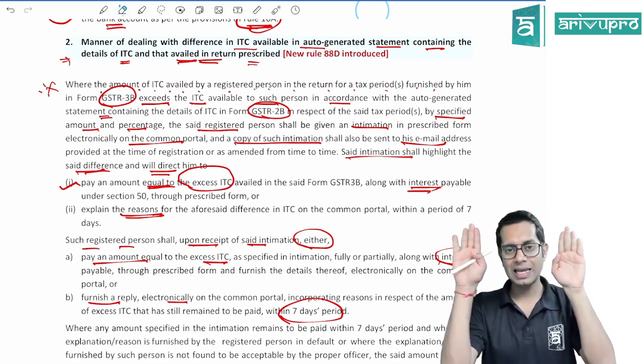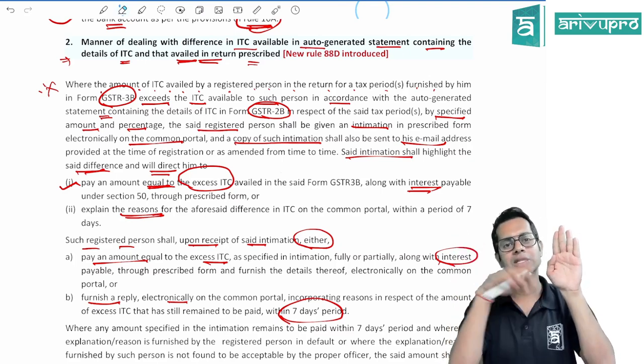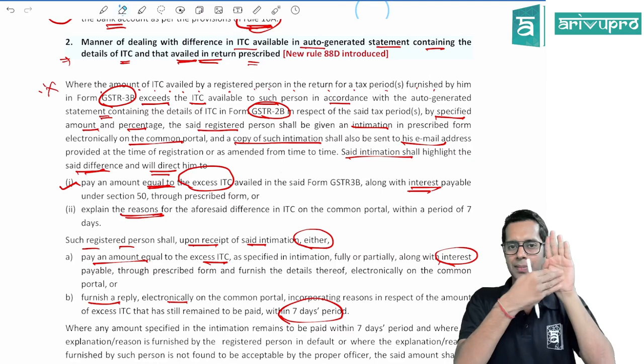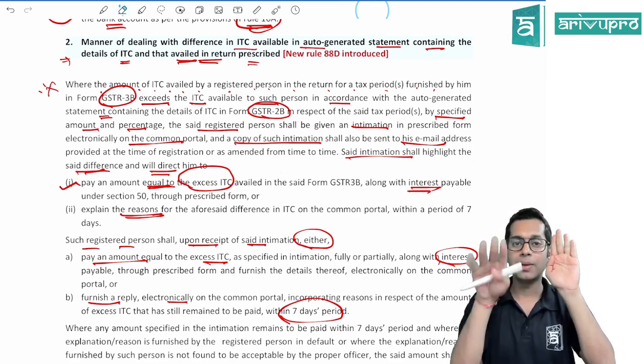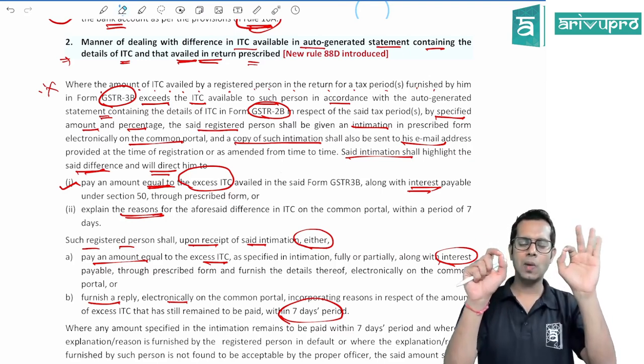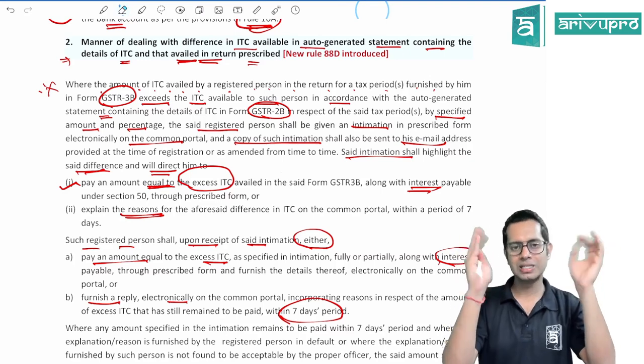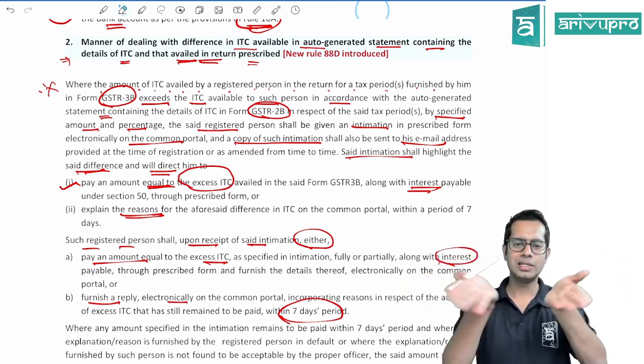Now if I take input tax credit more than what is there in GSTR 2B while filing my GSTR 3B, the lawmaker says we will send a notice, an intimation to you, telling that there is a difference.